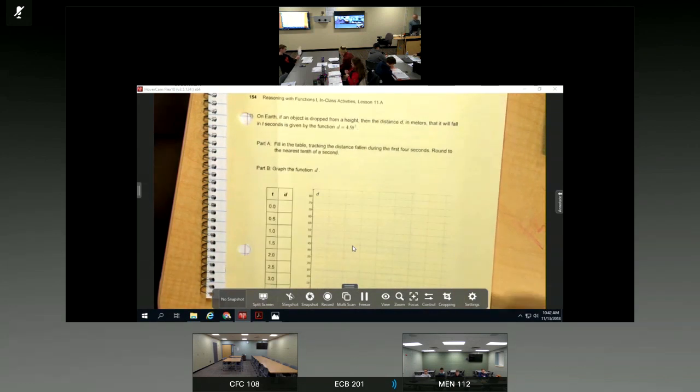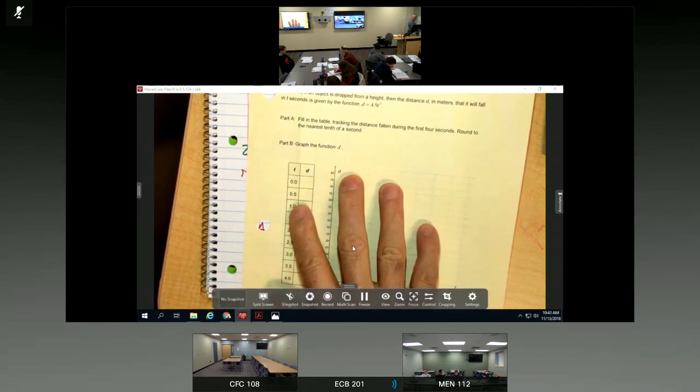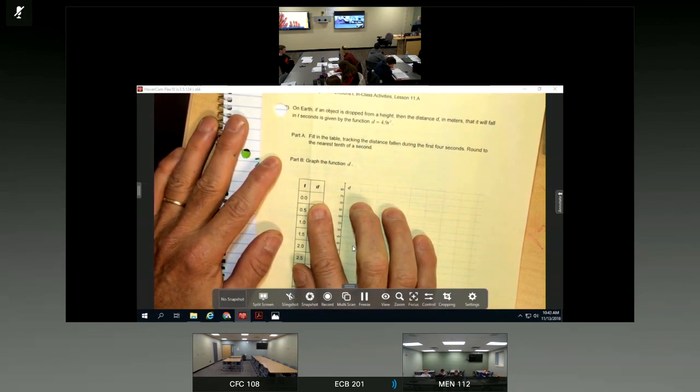154. On Earth, if an object is dropped from a height, then the distance in meters it will fall in t seconds is given by the function d equals 4.9 t squared. Now I want you to notice something. It's not talking about how far it is compared to the Earth. It's talking about how far it is compared to the person dropping it. So when the person drops it, it always is getting farther and farther away. That's why the coefficient there is positive 4.9. So at 0, 0 times 4.9, what do you get?